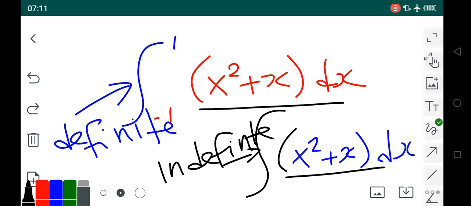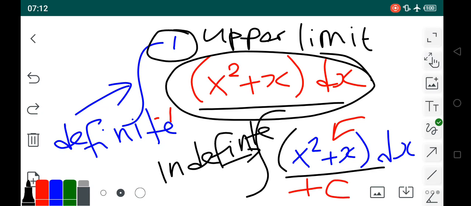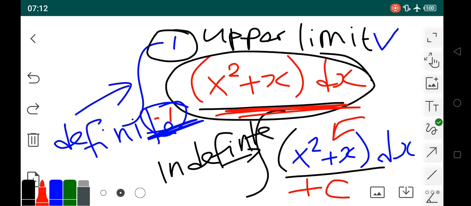This and this are two different things. With indefinite, the one at the bottom, after finishing integrating, you add an arbitrary constant c, to understand where this function or equation passes through the y-axis. However, with the one on top, we are trying to find the area between the upper limit, as we call it, and the lower limit, -1. We just want to find the difference between this minus this after we integrate, and then take the difference of the upper minus the lower.